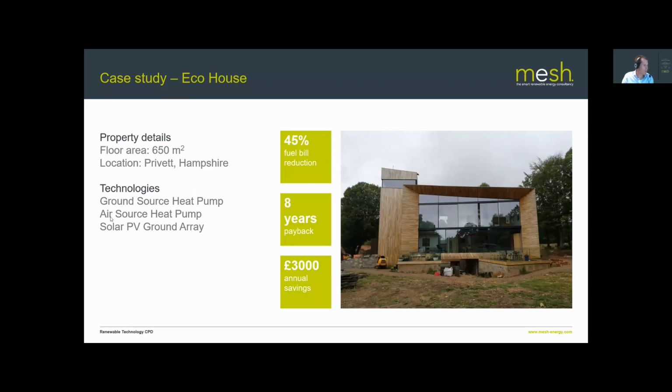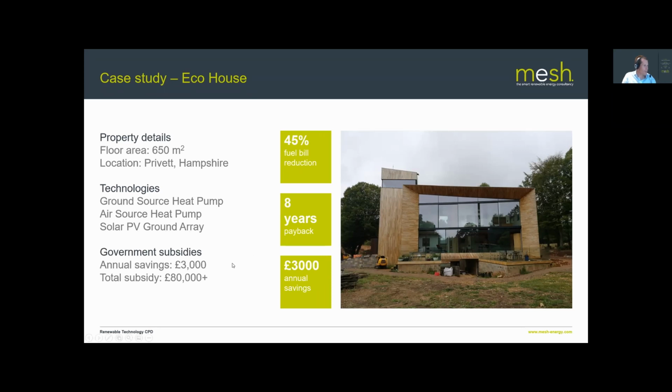And then bearing in mind that both those technologies above are electrically powered, it seems sensible to put a very large solar PV array in to provide power for those, and also power for the rest of the house. So that covers off an awful lot of the day-to-day loads when the occupants are there.